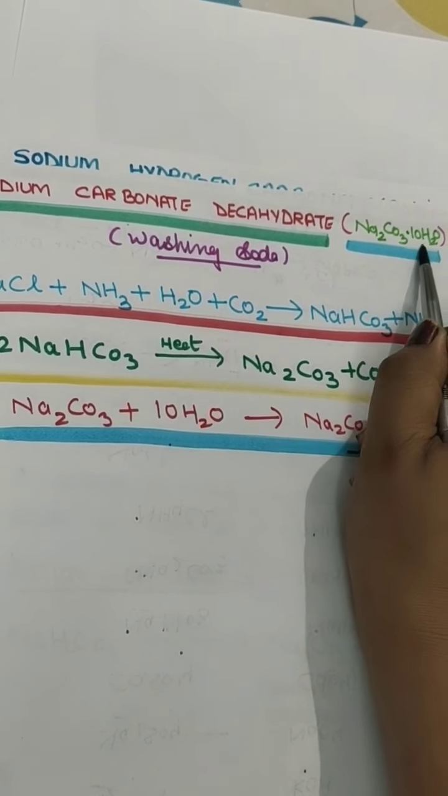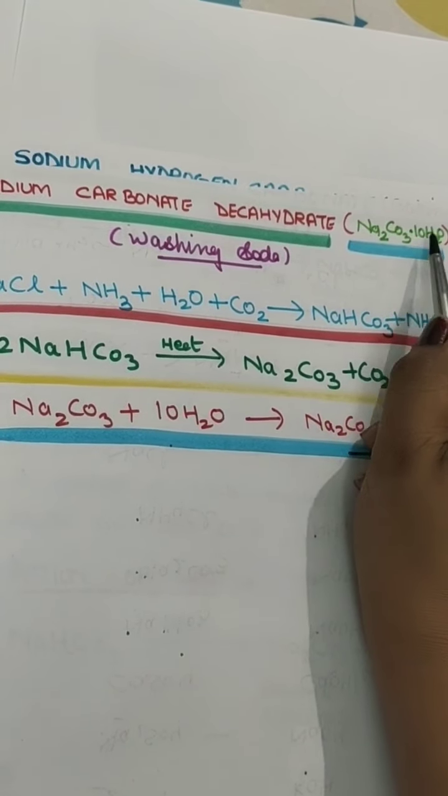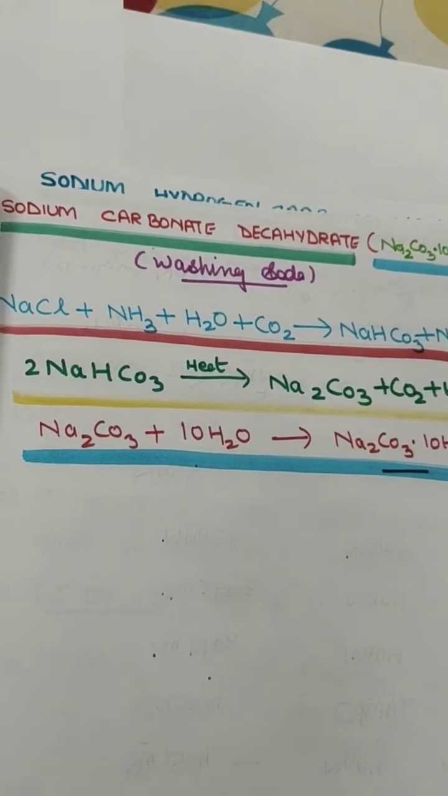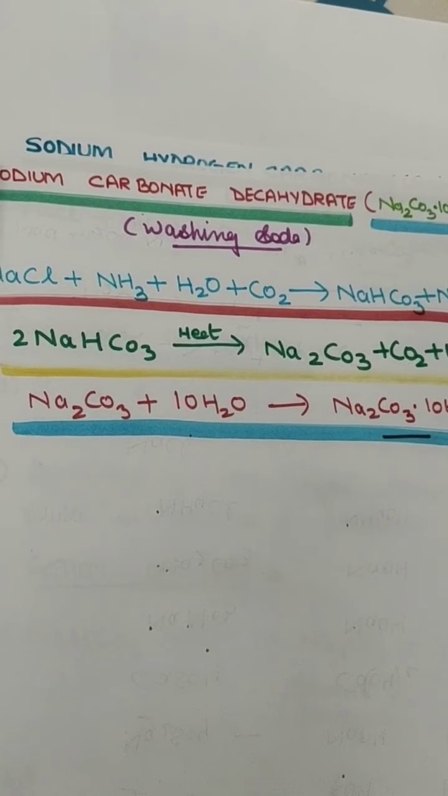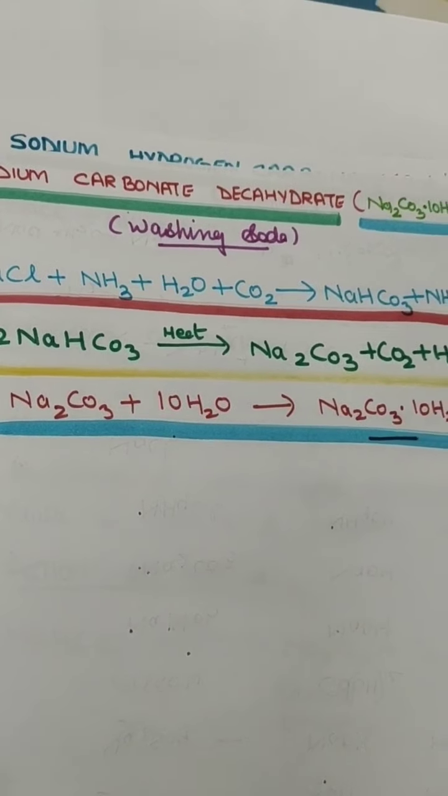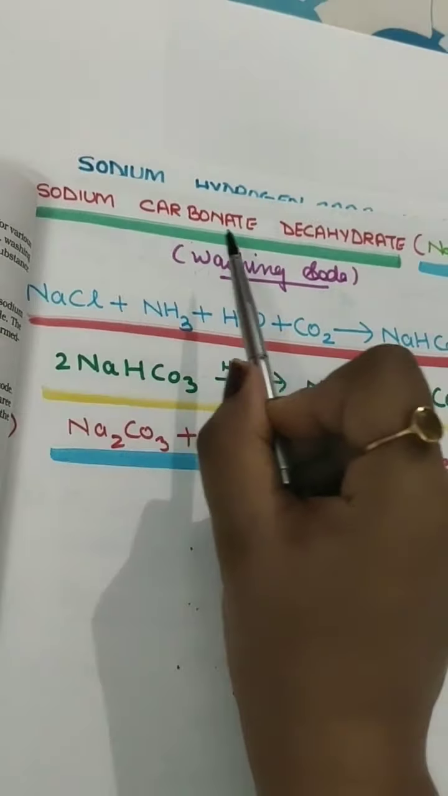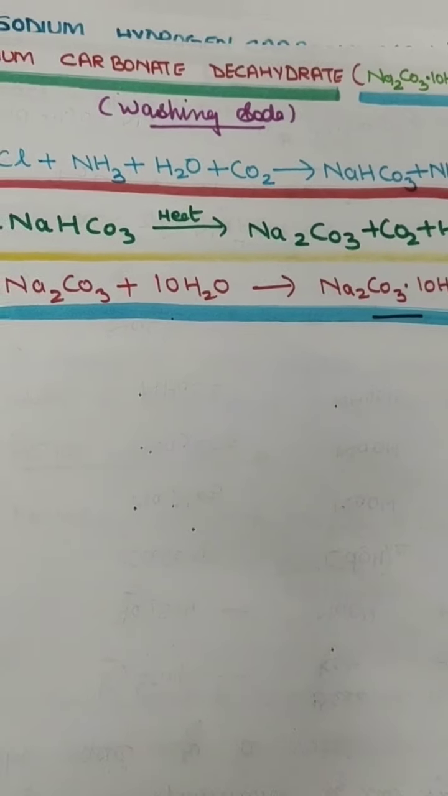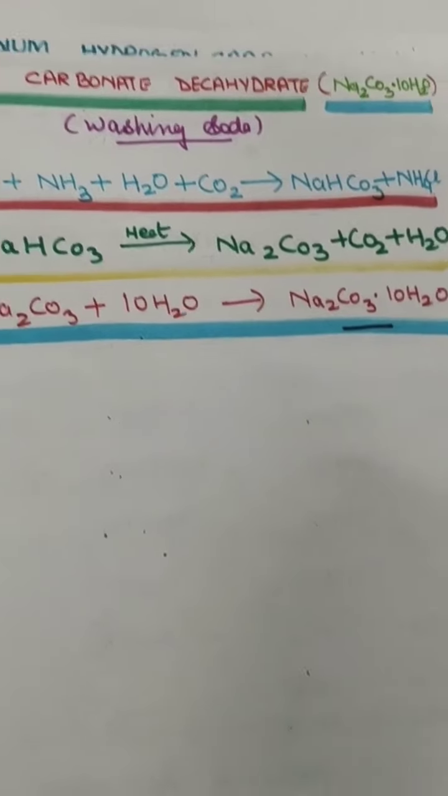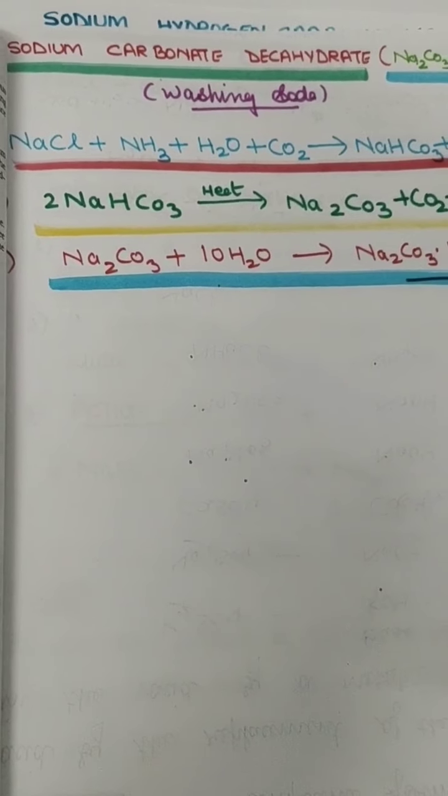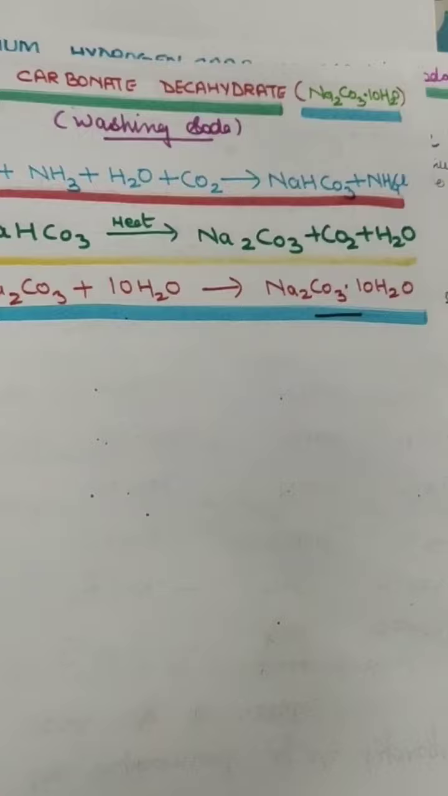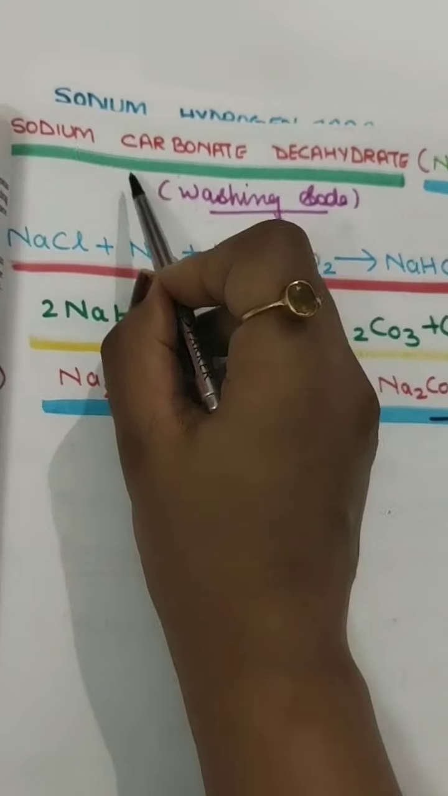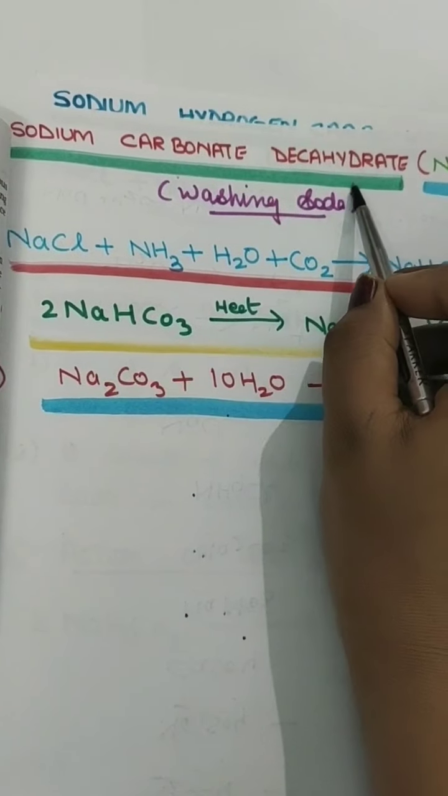If there are not these 10 molecules of water, it will be dry soda, which is called soda ash, or caustic soda, which does not possess the properties of sodium carbonate decahydrate, and it is not called washing soda. It is called caustic soda or soda ash. So washing soda can only behave as washing soda when there are 10 molecules of water in it. That is why the name of this is sodium carbonate decahydrate.